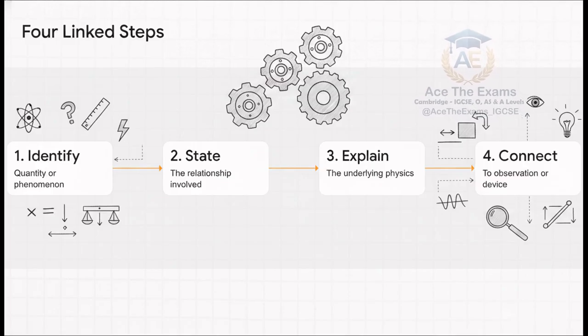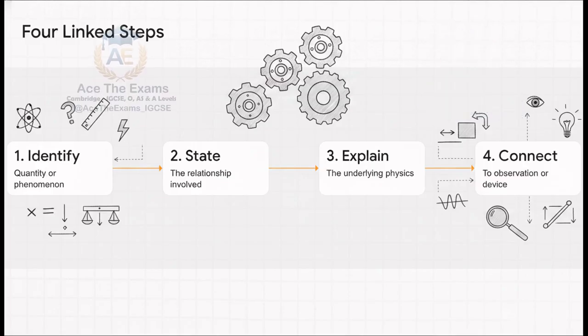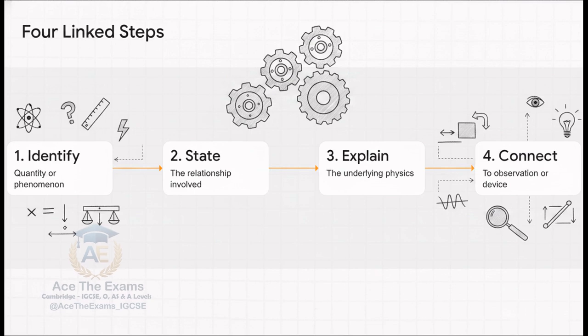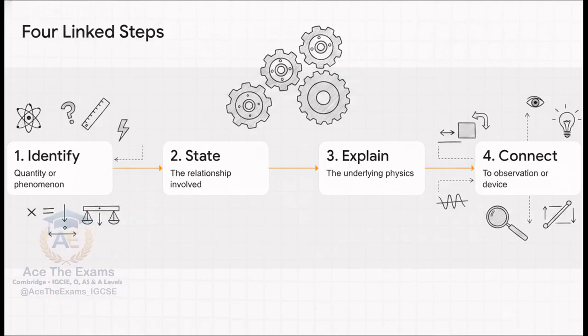Step 3. Explain the underlying physics. Now, since these opposite forces are perfectly equal, the resultant force is exactly zero. And, thanks to Newton's first law, we know that means acceleration is zero. Finally, Step 4. Connect it to an observation. This explains why our skydiver is falling at a constant, steady speed.